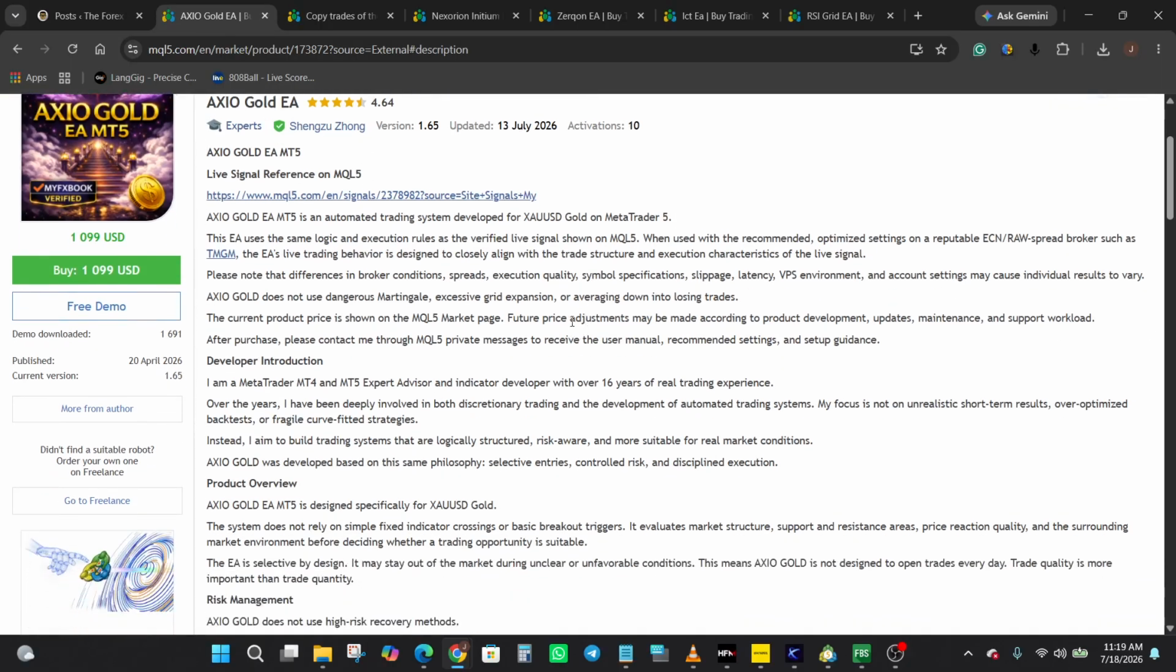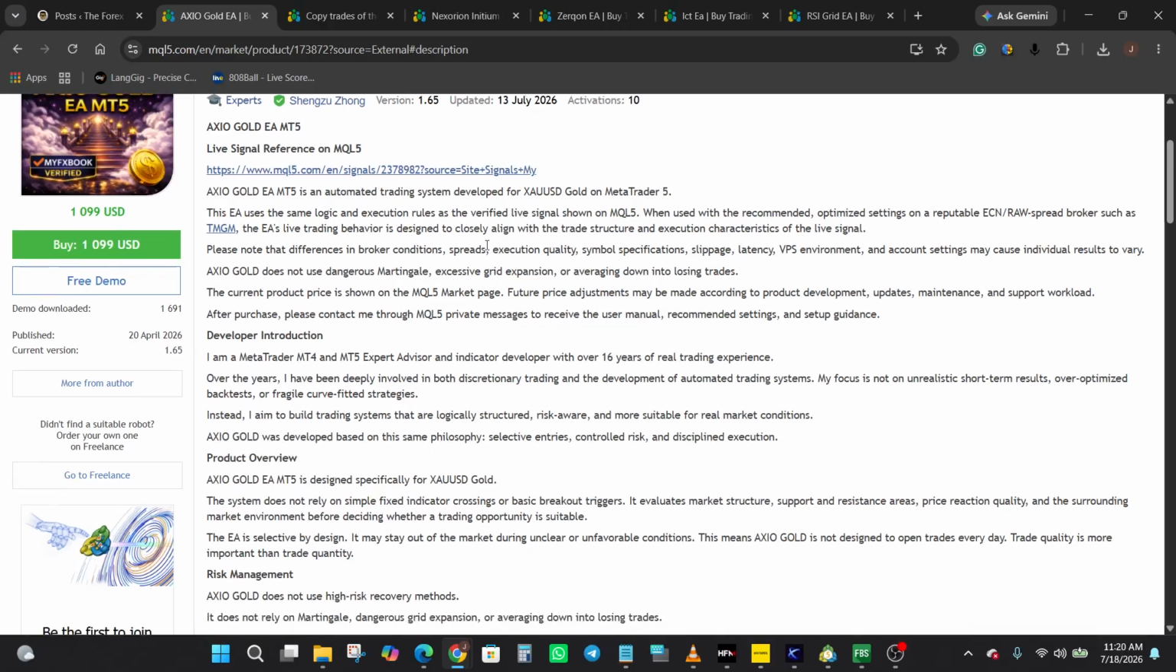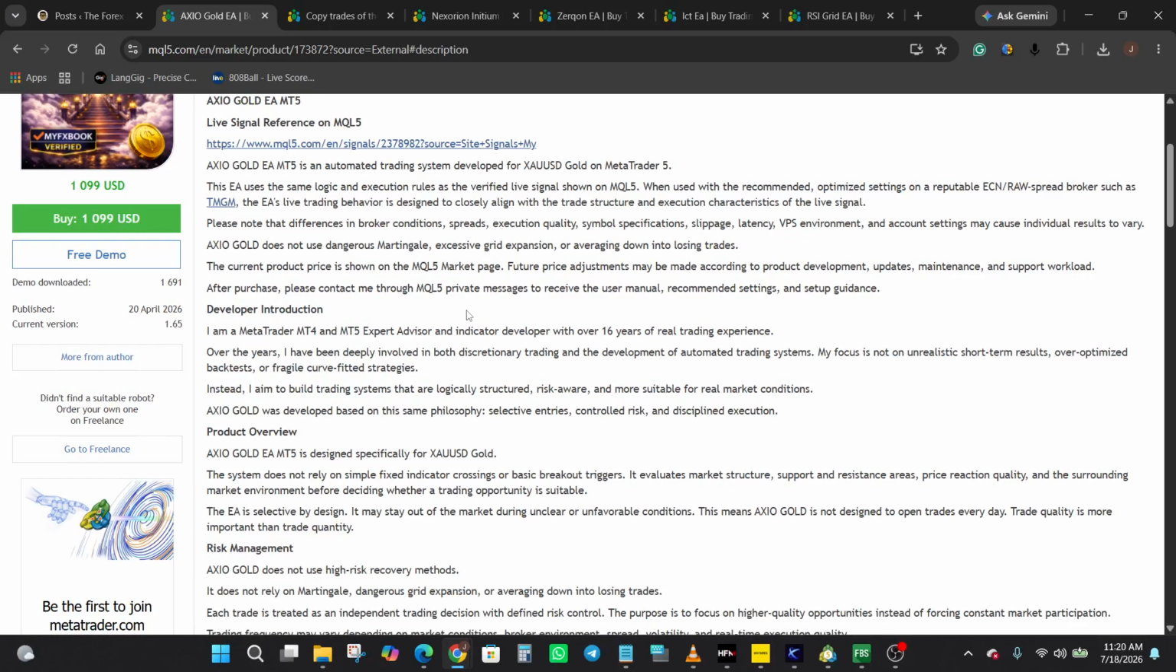Now, scrolling through the description, a few things actually stand out. The developer says upfront that this isn't a fixed indicator crossing or simple breakout system. It's evaluating market structure, support and resistance, and price reaction before it decides a setup is worth taking. And importantly, no martingale. We can see here the EA does not use dangerous martingale, excessive grid expansion, or averaging down into losing trades. Okay, so each trade stands on its own. That's the kind of risk framing I like to see stated clearly.